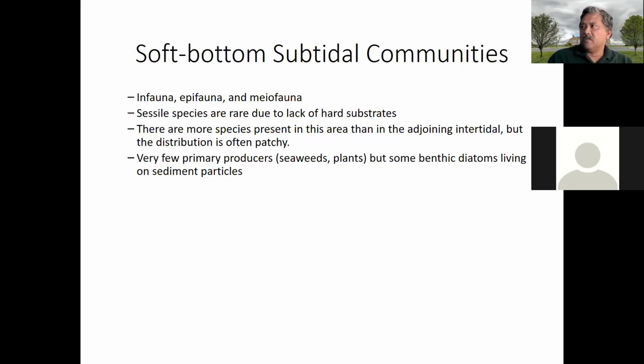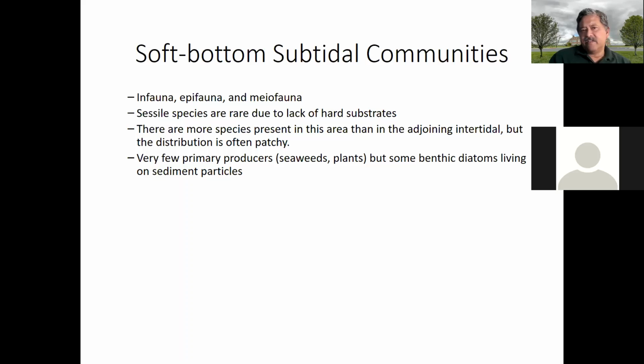All right, most of these organisms are going to have some type of movement, because they're not the ones that are trying to stick in one place. You might find those in an intertidal area, or even a hard bottom subtidal community, but in the soft bottom, there's nothing to hang on to. So it says here, sessile species that don't move are rare due to lack of hard substrates, or lack of hard things to latch onto, like rocks. There are more species present in the area than in the adjoining intertidal, but the distribution is often patchy.